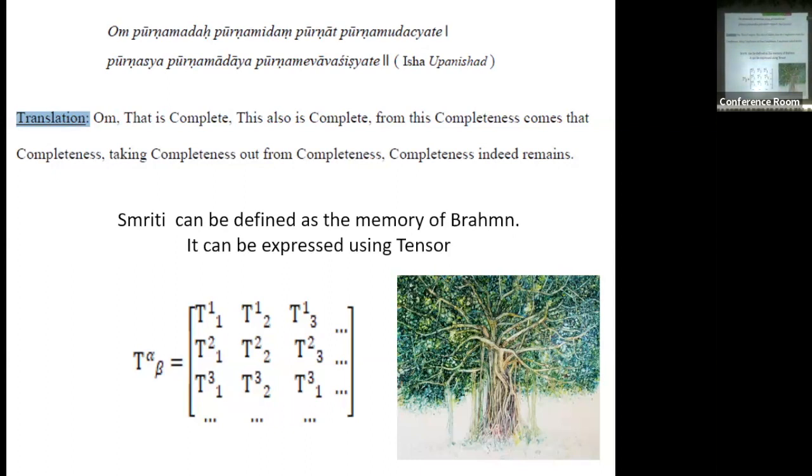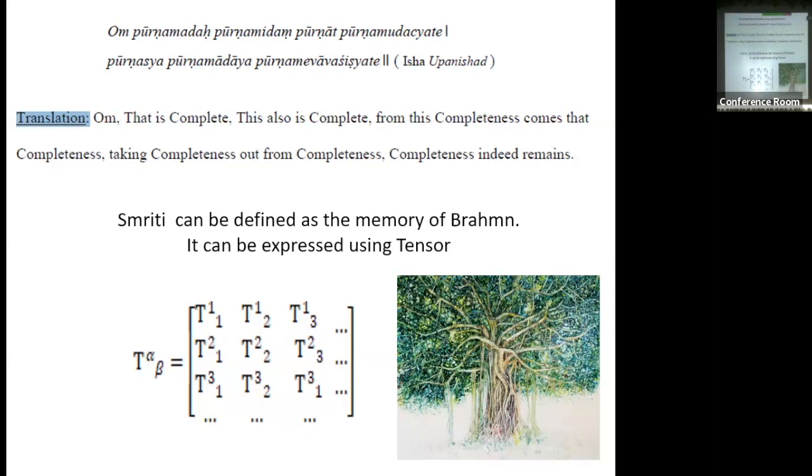Now, again here, we are defining Smriti as the memory of Brahman. I'm saying that Smriti is like a memory of Brahman and it can be expressed using a tensor. Now, first, what is a tensor? I forgot to bring the pen. So let us say this is a vector. If this is a vector, then you can project it in the X, Y, Z directions. Now, if you change the X, Y direction, what will happen? Only the projection will change.